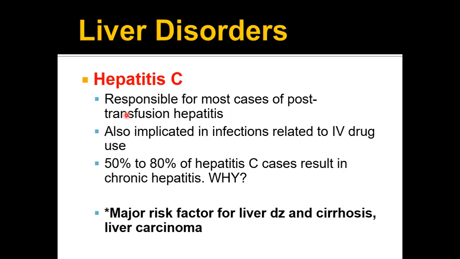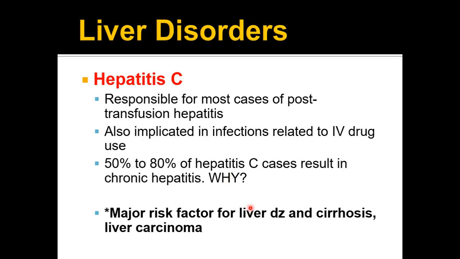So post-transfusion hepatitis used to be the main transmission route for Hep C, but now our blood donating protocols are screening for Hep C, and so we don't transmit it that way. IV drug use is probably the most common cause of hepatitis C spread, so people sharing needles. 50 to 80%. I know that's a pretty wide range, but that's what we've got. 50 to 80% of Hep C cases will result in chronic hepatitis. So then my question to you guys would be, why is it 50 to 80%? Why isn't it 100%? Or why isn't it 0%?